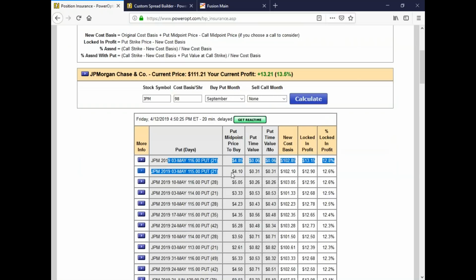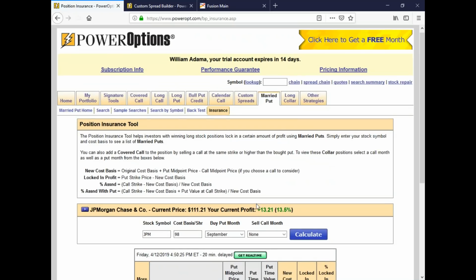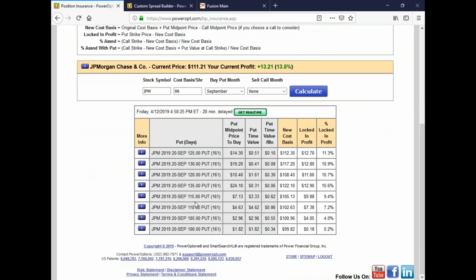Okay, so 21 days out in time. Let's go to September. And the 115 put is at 7.13. Okay, what's going on there? Remember, 21 days out, we were looking at $4.10 for the 115 strike. It's a little bit in the money from where we are now, about a full strike in the money. The September, which is 161 days out in time, 8 times the amount of time, is not even double the cost. It's 7.13. Is that a higher price to now where you're only guaranteed a profit of 9.4%?